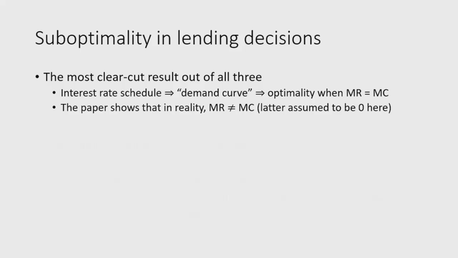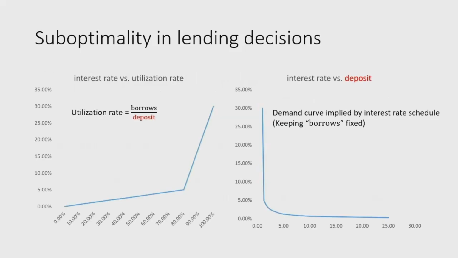First, in terms of the suboptimality in lending decisions, I think this is probably the most clear-cut result out of all three. The way we can think about why there are suboptimalities in lending decisions is, I'm trying to draw something familiar to economists. On the left-hand side is how the interest rate is typically set on those lending platforms. It's based on the so-called utilization ratio, the amount being borrowed divided by the amount being supplied. The interest rate is an increasing function of the utilization ratio, and typically it will have a kink at some very high level.